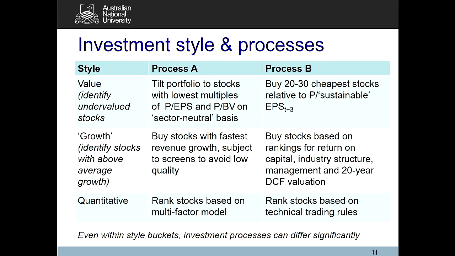If you're a quant strategy, you might use some kind of proprietary multi-factor model like the Barra models, or you might be based on charting or technical rules like following a price momentum strategy. So within each of these buckets, different processes can actually mean that it breaks down the high correlation in the returns, and you might end up with different looking portfolios. So there is scope to have more than one value manager, for example. But to do that, if you want diversification, they should be doing different things.